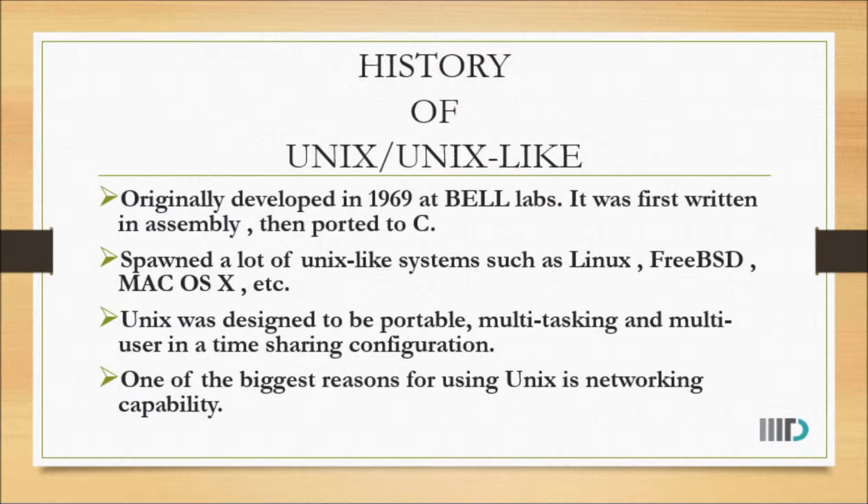Originally developed in 1969 at Bell Lab, it was first written in assembly, then ported to C. It spawned a lot of Unix-like systems such as Linux, FreeBSD, Mac OS X, etc. Unix was designed to be portable, multitasking, and multi-user in a time-sharing configuration. One of the biggest reasons for using Unix is networking capability.